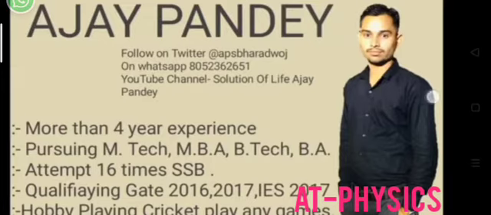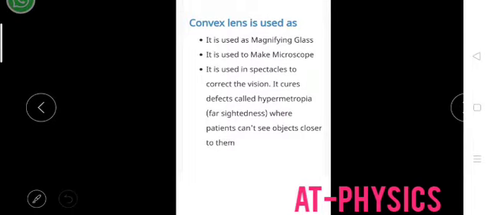So let me start the last part. The topic is: convex lens is used as. That means, what are the applications of convex lens? The first one is that it is used as a magnifying glass. That is the first use of convex lens. What is the meaning of magnifying glass? Magnifying means the image of the object is many times larger than the object. So the image must be larger than the object. For this application we generally use a convex lens.